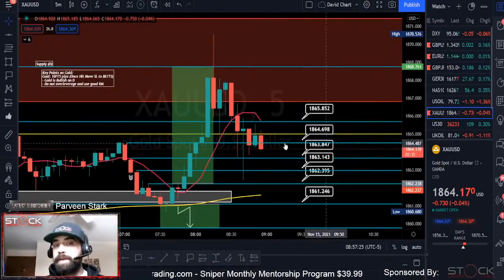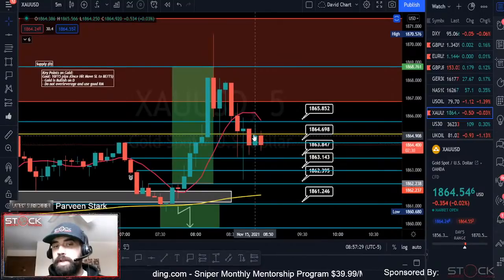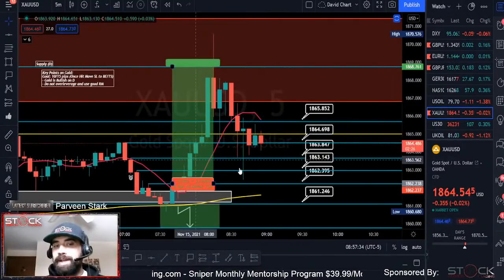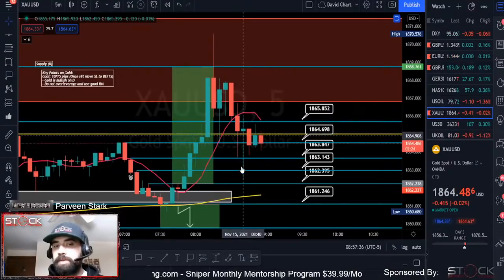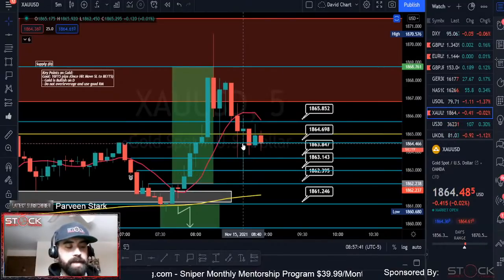Okay, there's your gold. It's starting to close below that 1865 mark. You can see it push through. Now price is starting to close below. But there's a lot of buying coming in. This wick right here, remember we talked about this previous wick? They're trying to fill that wick before making its next move.